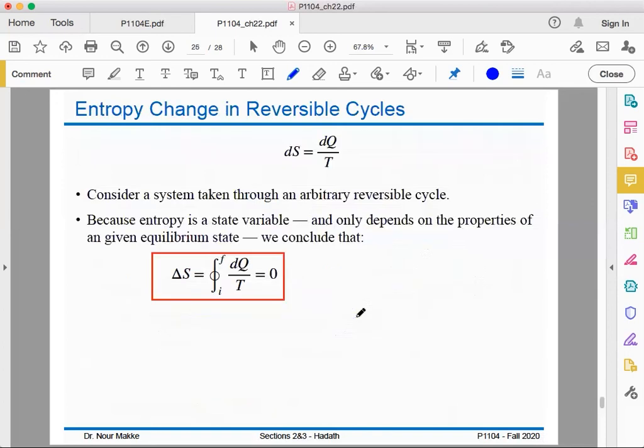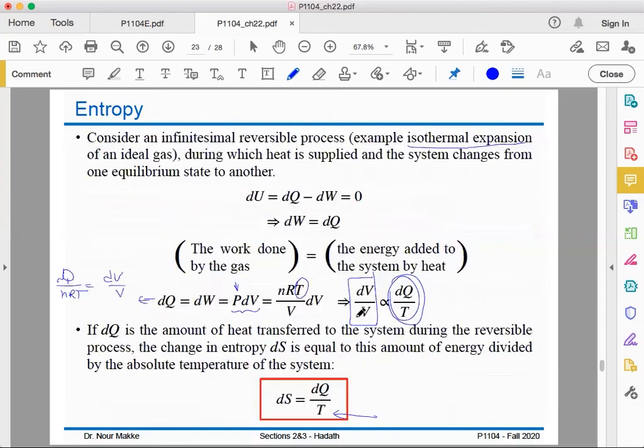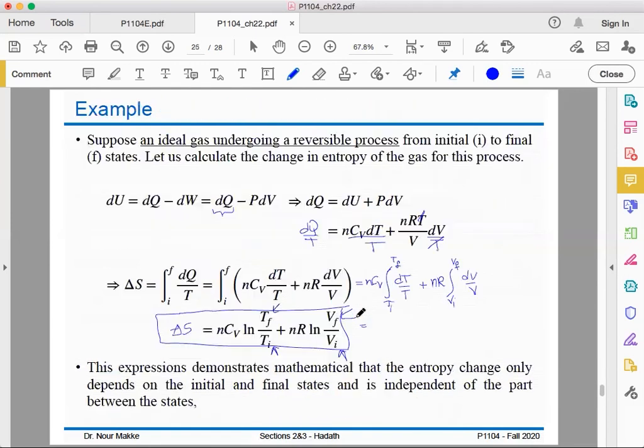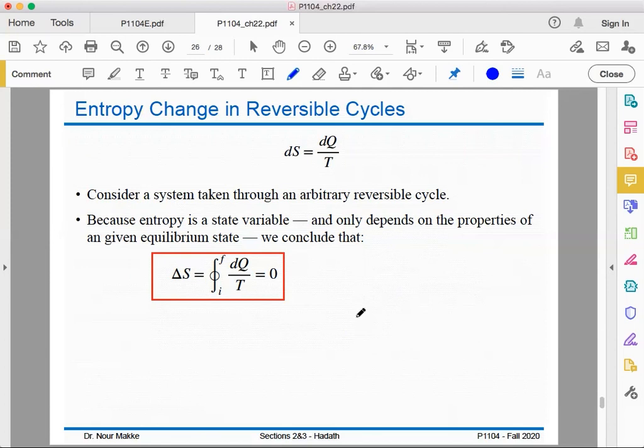So now just one comment also about the entropy change in reversible cycles. So كل شيء كنا عم نحكي قبل هو كان عبارة عن entropy change in reversible processes. Now in reversible cycles, given a system that goes through an arbitrary reversible cycle، ما انه في عندنا cycle يعني انتم عم تروحوا من some initial state وعم ترجعوا لنفس الانيشال state.